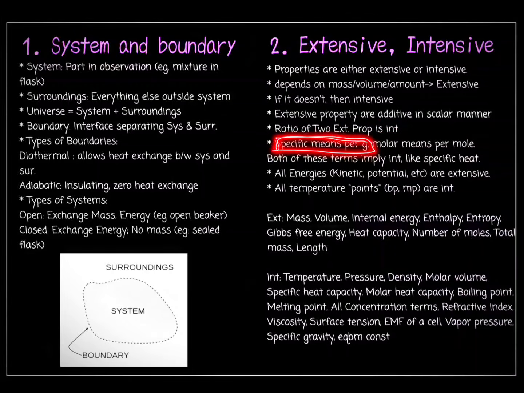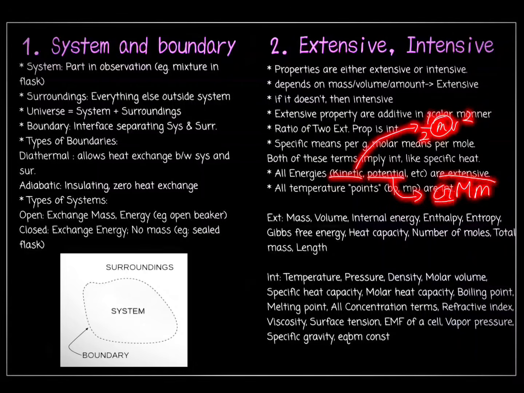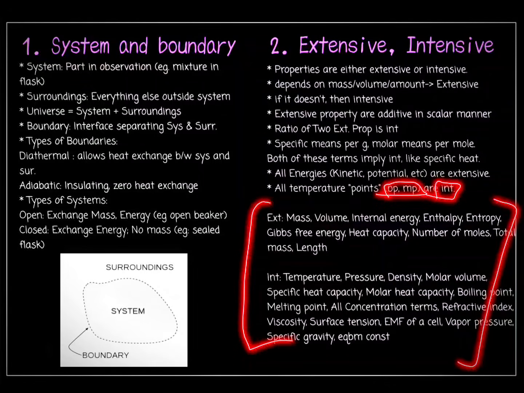And specific means per gram. If in any property you see specific, that means it is that property expressed per gram of the substance, and molar means per mole. Both of these terms in front of a property imply an intensive property, like specific heat or molar heat. All energies like kinetic and potential are extensive. You see kinetic is half mv square, so it depends on amount. And potential, say in gravitation, GMm by r, so it depends on mass again. All temperature points like boiling point and melting point or triple point are all intensive in nature. And these are some properties which are extensive or intensive. Take a look at them.